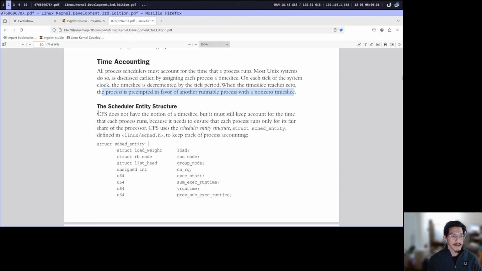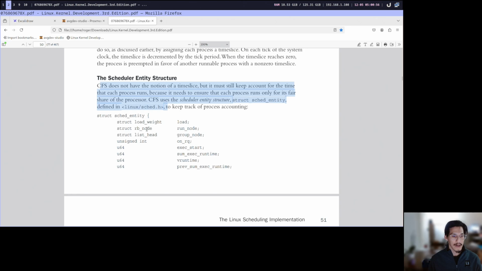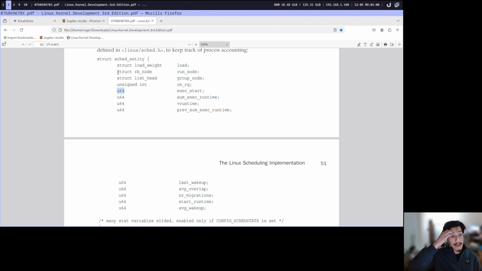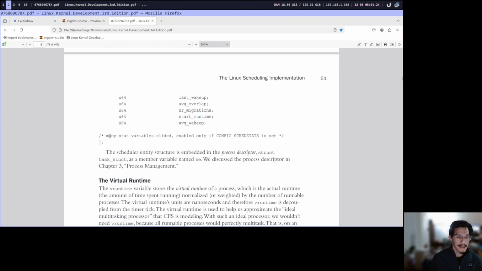The scheduler entity structure. CFS does not have the notion of a time slice, but it still must keep account for the time that each process runs, because it needs to ensure that each process runs only for its fair share of the processor. CFS uses a scheduler entity structure, struct sched_entity, defined in <linux/sched.h>, to keep track of process accounting. I would assume that this stuff is going to be the time, because it's an unsigned 64-bit int. I'm guessing this is some boolean on the run queue, most likely, telling whether it might be on the run queue. And then many stat variables, used only if some option is set. I don't know what that means.